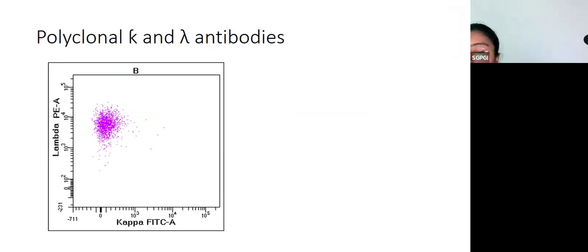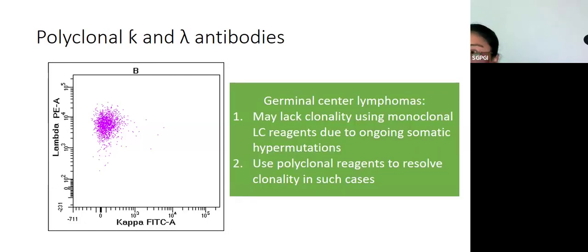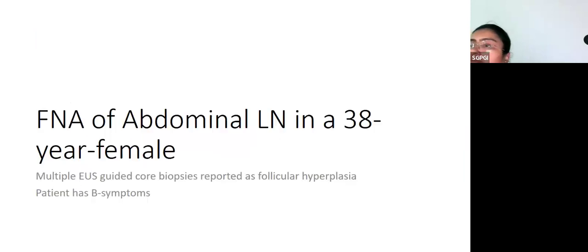Clear clonality is there. So one of the issues we could solve by history of Rituxan therapy. The other issue we solved by using polyclonal reagents. Germinal center lymphomas may lack clonality if you're using monoclonal light chain reagents because there are ongoing somatic hypermutations. The particular epitope targeted by your anti-kappa or anti-lambda antibody might have been deleted in that somatic hypermutation, so it will give you a false appearance that nothing is expressed on this cell. It is important to use polyclonal reagents to resolve clonality in such cases.